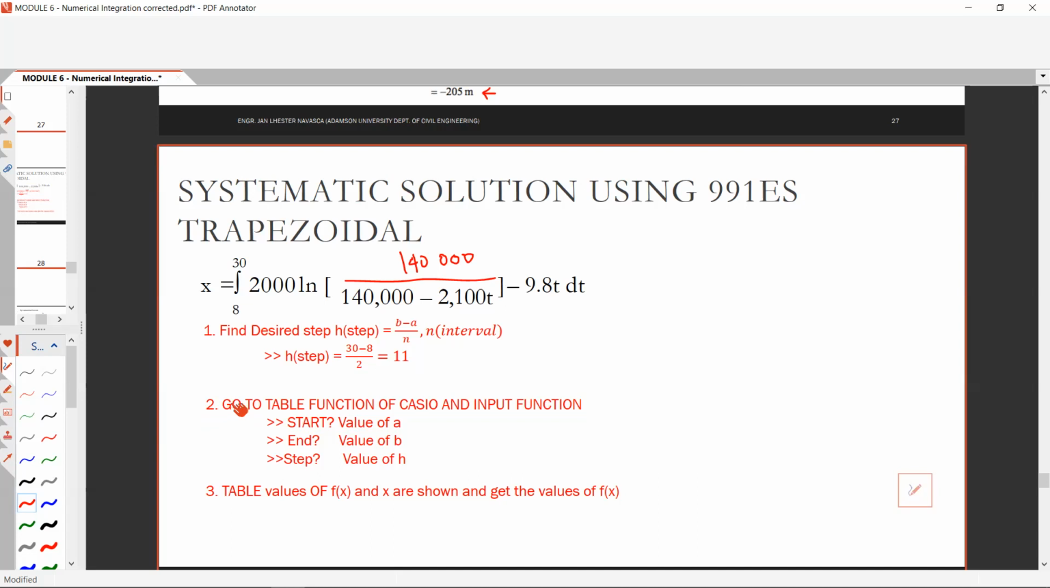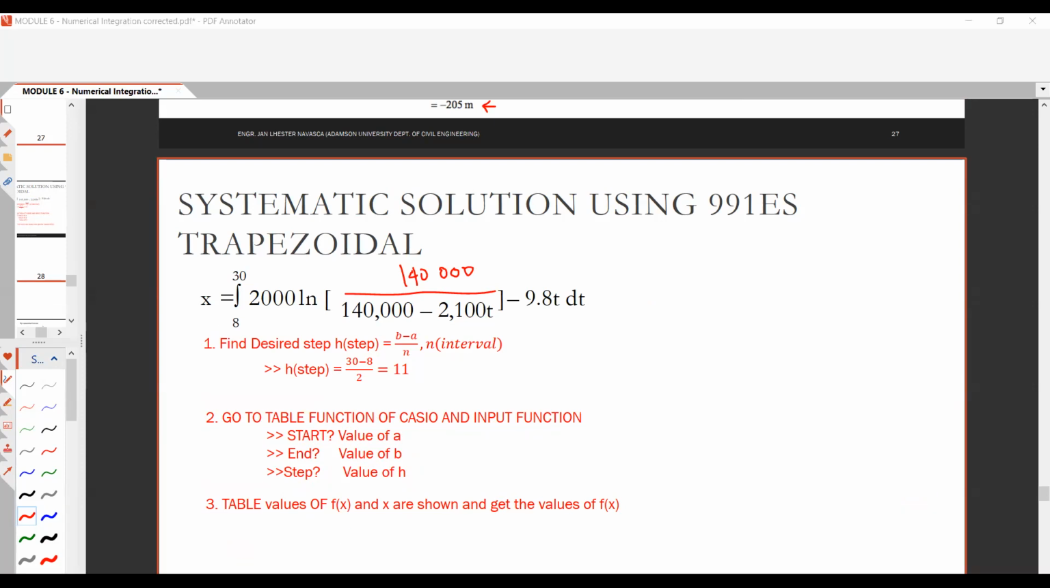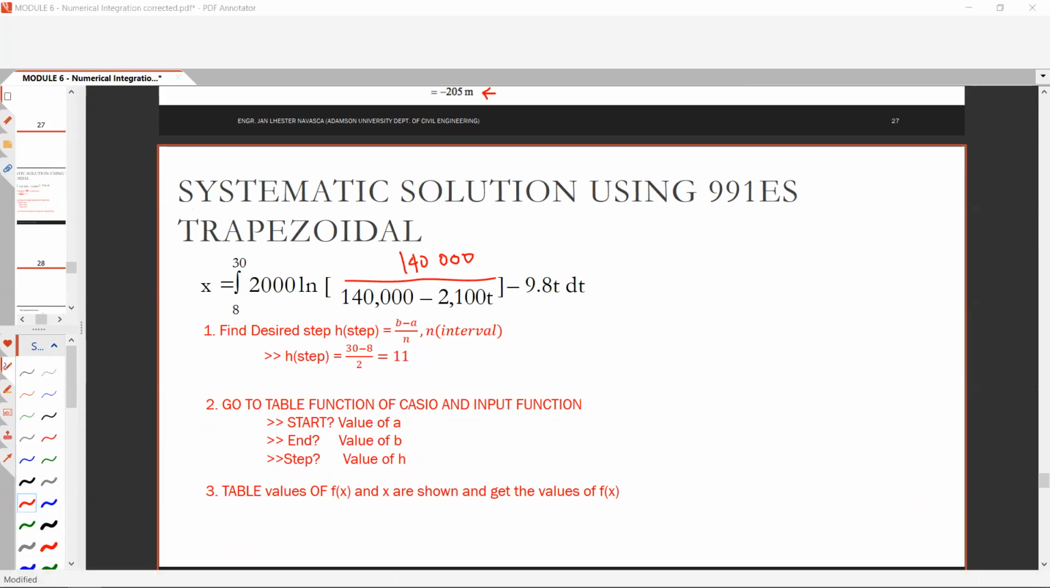So the second one is go to the table function of your Casio 991ES and input these values. Okay, so magtatanong siya ng start, value of a, yung end natin is value of b, and yung step is value of h. Then third step is table values of f of x and x are shown and get the values of f of x. Okay, so open your calculator. Sige, open nyo yung calculator na. Start natin yung simulation ng problem.